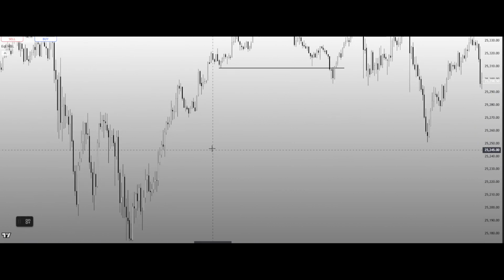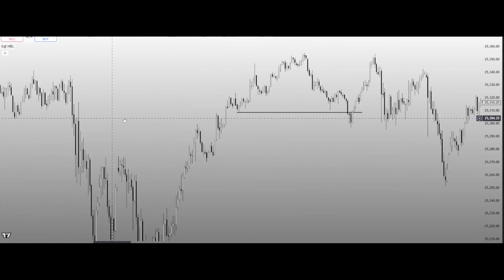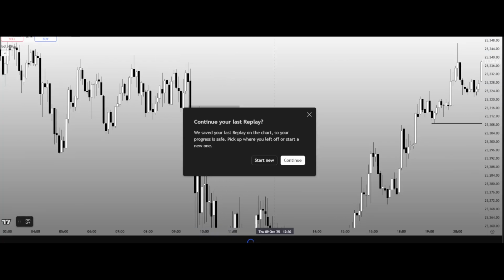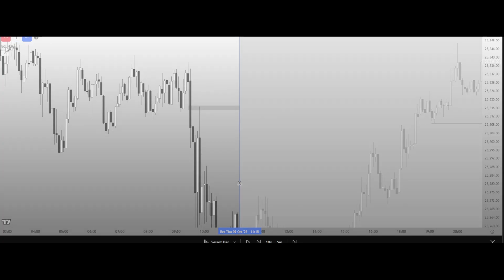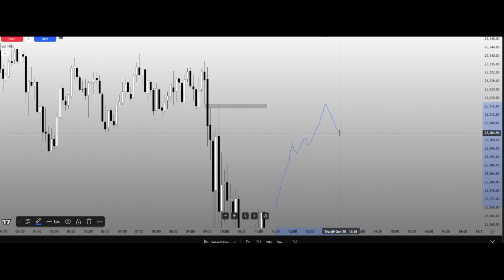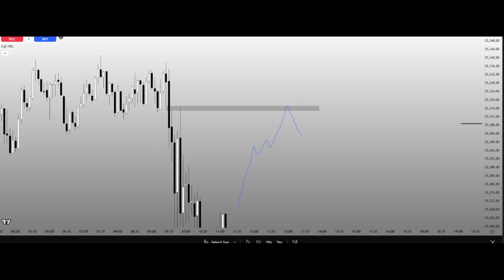A protected high is a high that sweeps out another high inside of a fair value gap. For example, you see how this high right here is inside of this fair value gap. If price were to come and sweep this high, and we respected this fair value gap, now this high is protected. This is a bad target in the market.